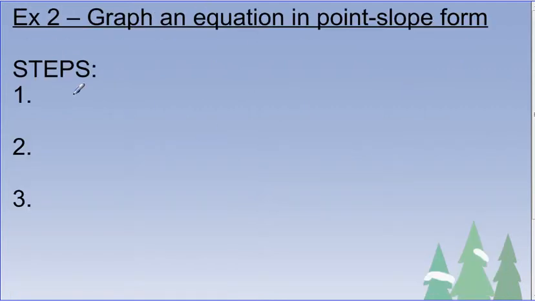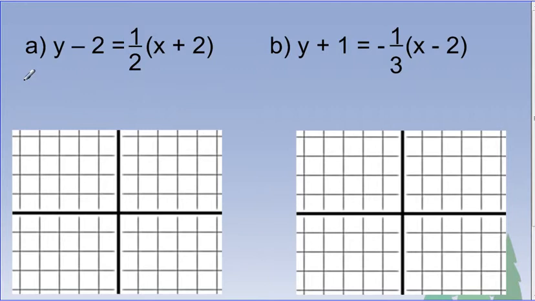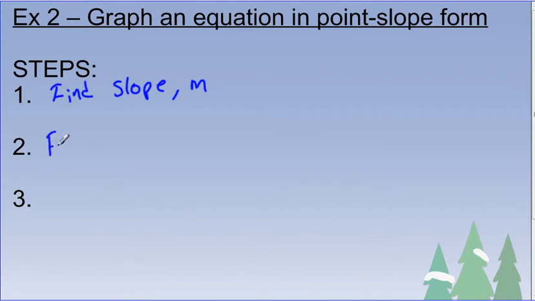So the first thing we're going to do is find the slope. Now, slope here, so m equals. What is the slope? Well, the slope here is 1/2. Remember, the 1/2 means you're going to go up 1 over 2. But what we don't have is a point. We don't know where we start from. Step 2, find the point.